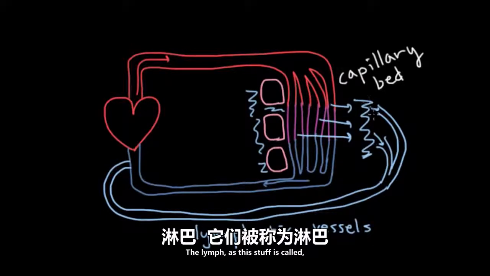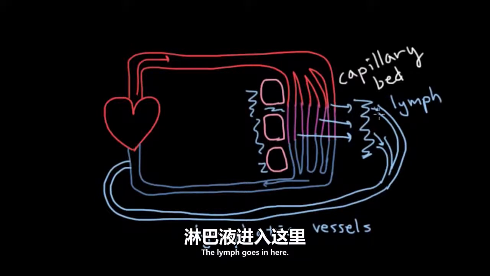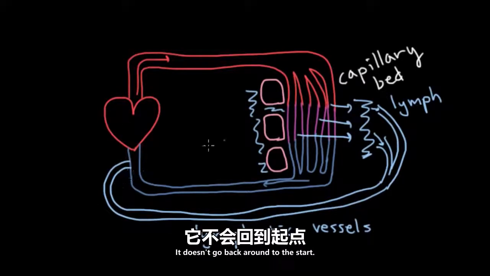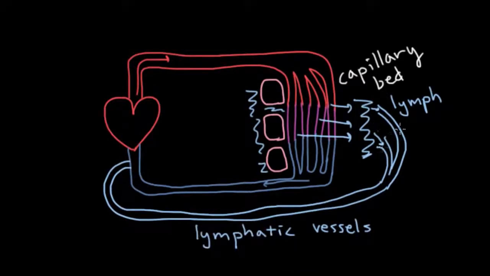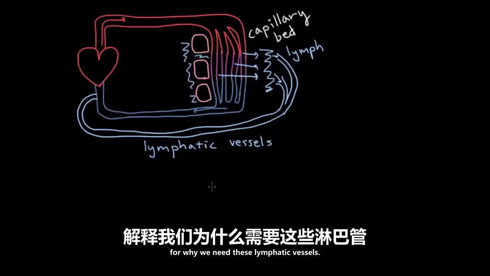The lymph, as this stuff is called, lymph, so that's the fluid that gets forced out of your blood. The lymph goes in here and it gets dumped out into the blood vessels there. It doesn't go back around to the start. So that's kind of the basic explanation for why we need these lymphatic vessels.